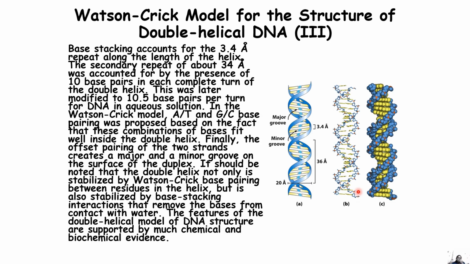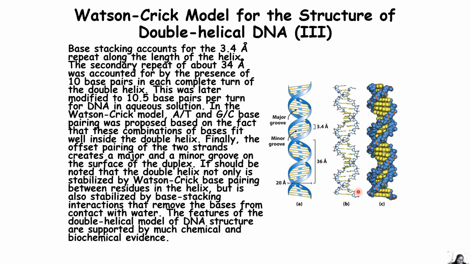Okay, so the base stacking accounts for the 3.4 angstrom repeat along the length of the helix, and the secondary repeat of about 34 angstrom was accounted for by the presence of 10 base pairs in each complete turn of the double helix. This was later modified to 10.5 base pairs per turn for DNA in aqueous solution. In the Watson-Crick model, AT and GC base pairing is proposed based on the fact that these combinations of bases fit well inside the double helix.